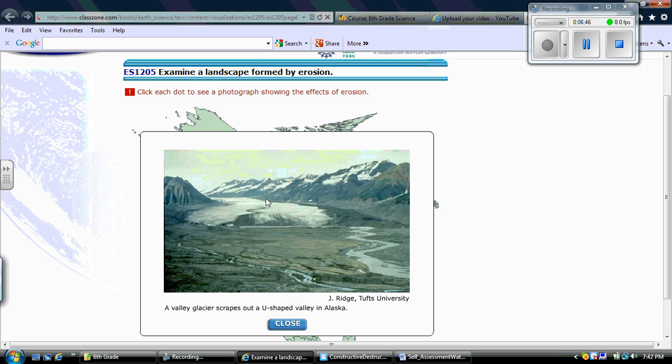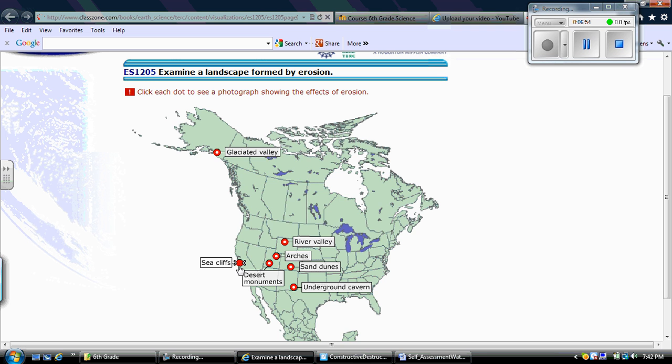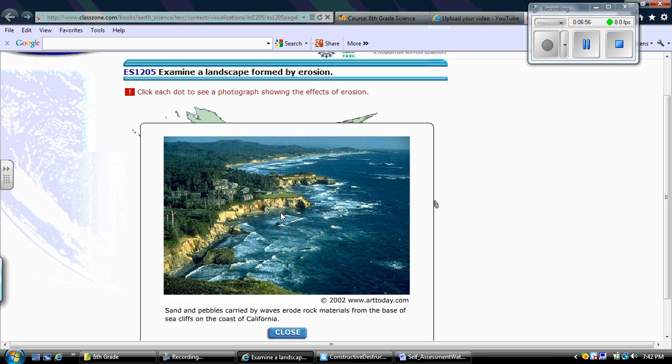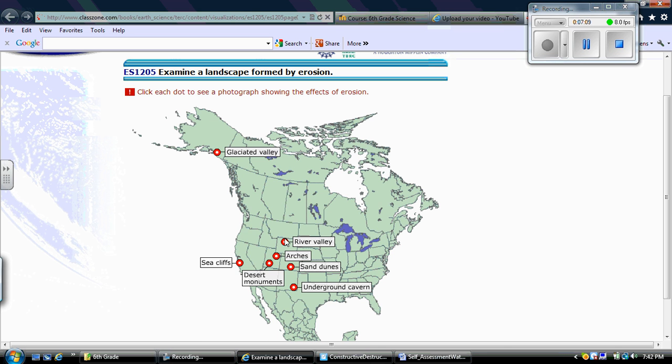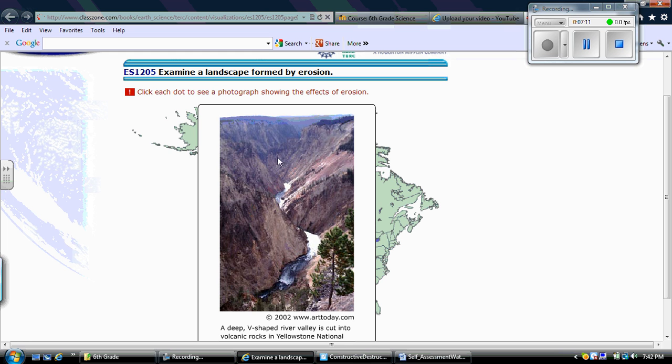That's why it's a destructive force, because it's shaping the Earth's surface and tearing it down. Okay, sea cliffs: when the water hits the rock, it takes away the sediment and brings it back into the ocean, so it's tearing it down. So that's a destructive force. A river valley is going to wear away and erode and move the sediments of this rock and create a little valley, so that's destructive as well.